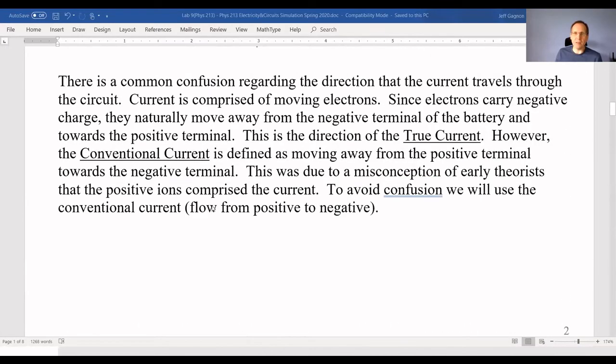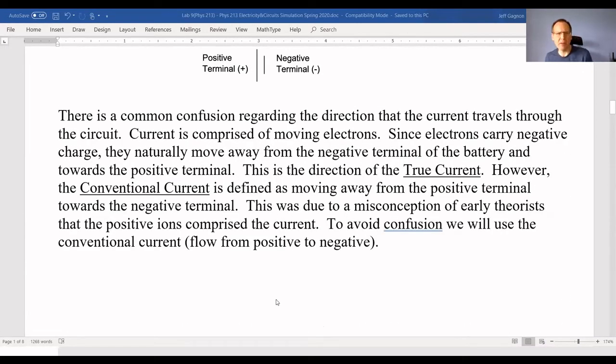But many years ago, and I believe this is Ben Franklin, it was just assumed that it was the positive charges that moved. So the conventional current is defined as the movement of positive charges, even though in reality there are no positive charges that move, it's the electrons, the negative charges that move. But you can think of it as if it's positive charges moving in the opposite direction, and you still get exactly the same answers.